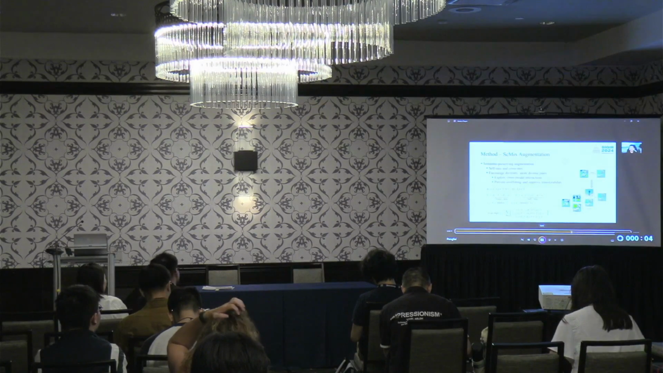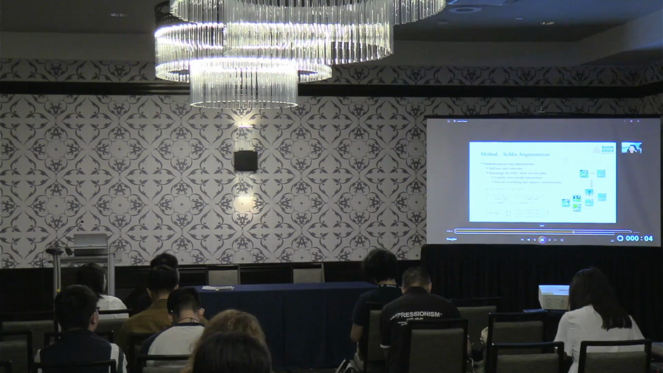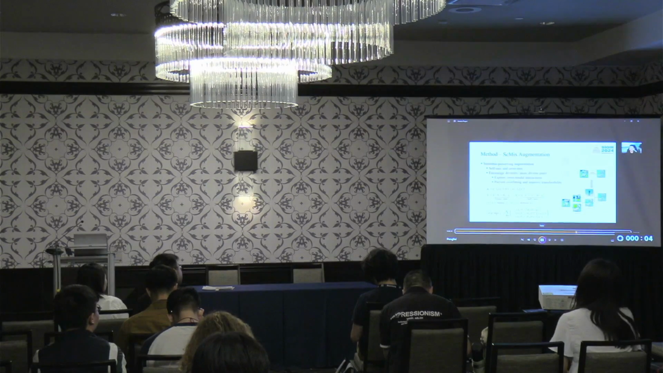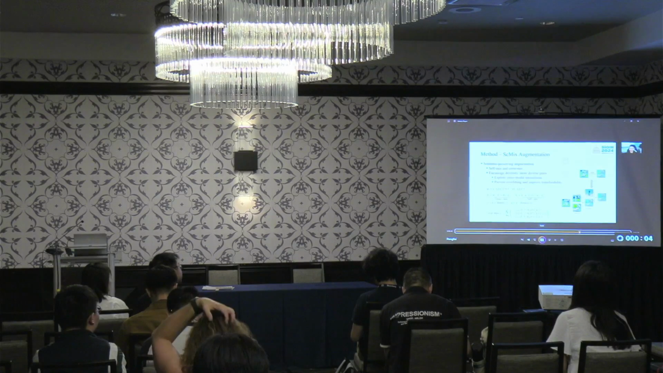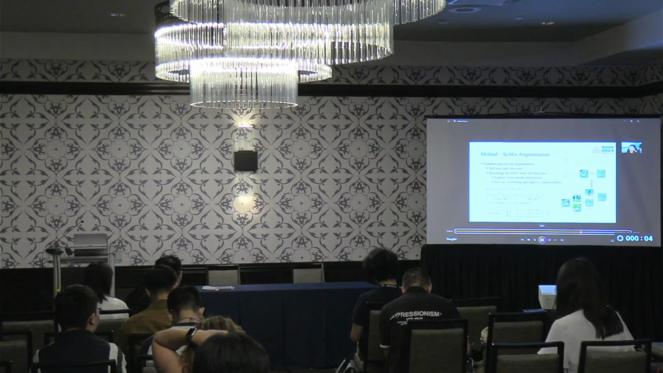Based on these two criteria, our augmentation consists of a self-mix and a cross-mix operation. For self-mix, we randomly crop local areas and resize them to the same size as the original image, and we mix them up into a new image. And in cross-mix, we randomly select another image and mix it with the self-mixed image. We then obtain the final image.